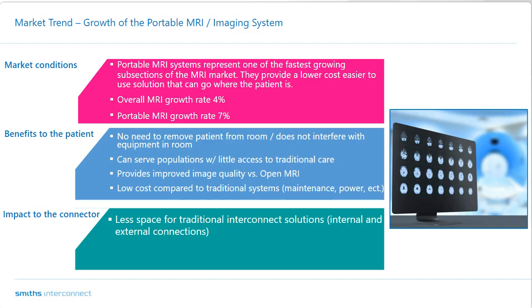First, we have the emergence and growth of portable MRI imaging systems. Now, for a point of clarification, we are not talking about the traditional mobile MRI system that requires a semi-truck to move from point to point. These are new systems that can be moved from room to room by a single person. Portable MRIs represent one of the fastest growing submarkets in the MRI market, with a CAGR, or compound annual growth rate, of 7% versus 4% for the general market.